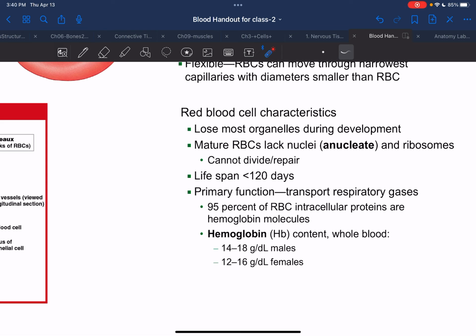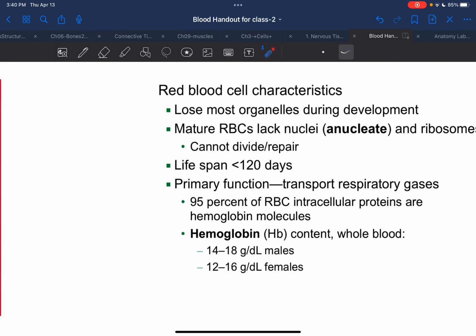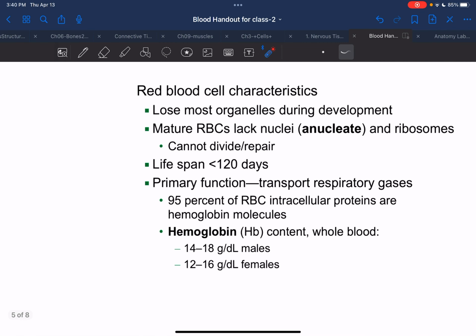Red blood cells lose a lot of their organelles because, again, they don't really have any other role than to carry around oxygen. There's no reason for them to create mucus. There's no reason for them to create proteins. Their job is just to carry oxygen, and CO2 in reverse. And when they mature, they completely become anucleated.